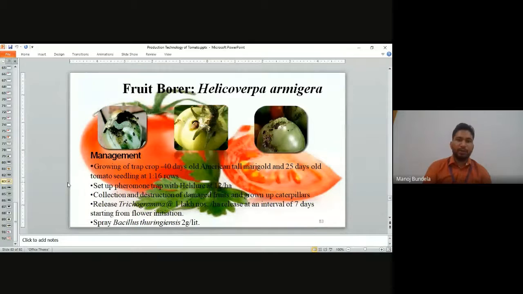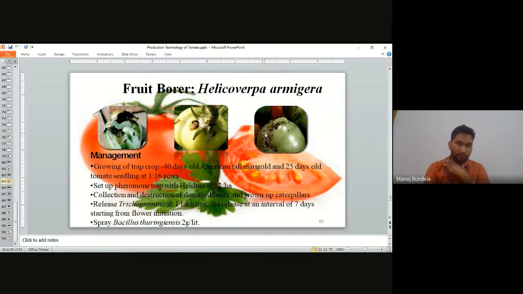Fruit borer, Helicoverpa armigera. You can see it will bore the fruits. The larva will enter into the fruits, and like this you can see the symptoms. Ooze will come out from the fruits. So these are the symptoms of fruit borer. It is caused by Helicoverpa armigera.